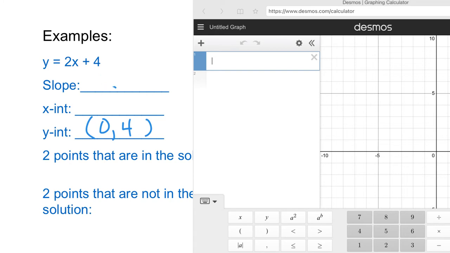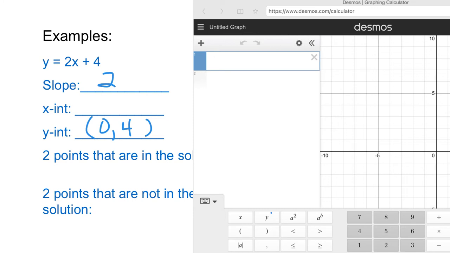So I know that without ever having to graph it because the equation is in slope-intercept form. Now, I don't know the x-intercept, and I don't know the points that are in the solution and points that are not. I could do some guess and check and find some things that would work without having to use Desmos, but since we have access to it, we might as well just use it.